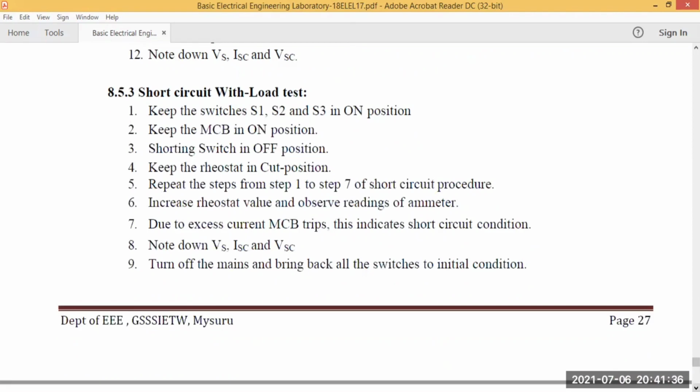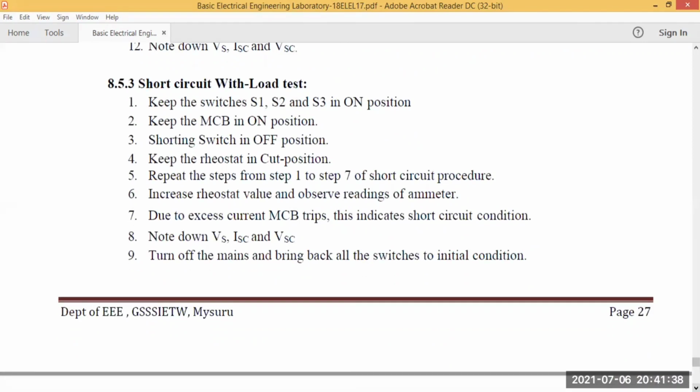And there is a short circuit current with load. Keep the switches S1, S2, S3 in on position. Keep the MCB in on position. Shorting switch in off position. Keep the rheostat in cutout position. Repeat the steps from 1 to 7.